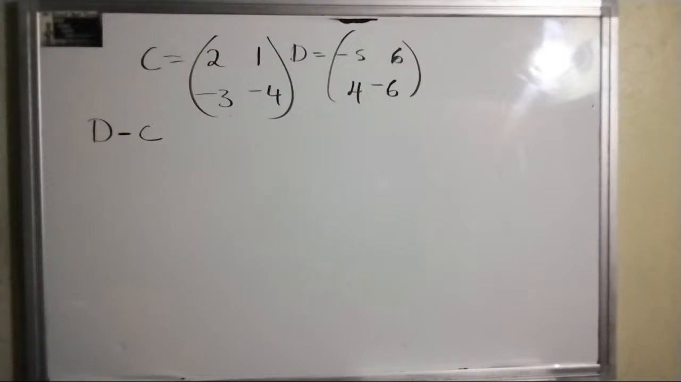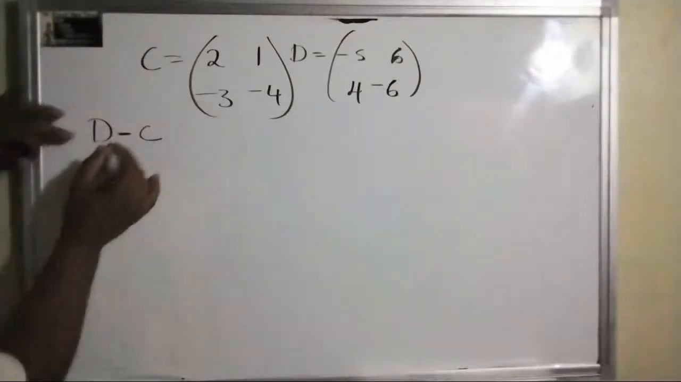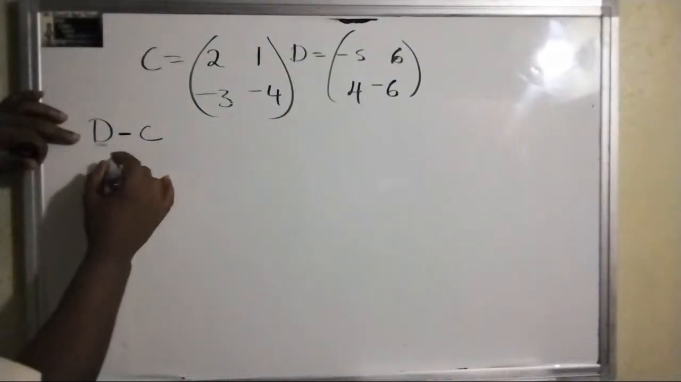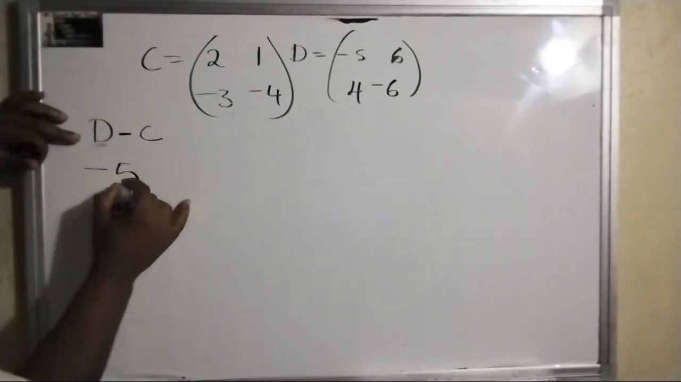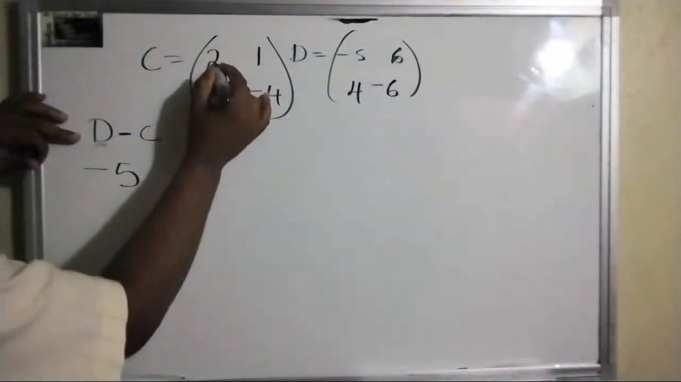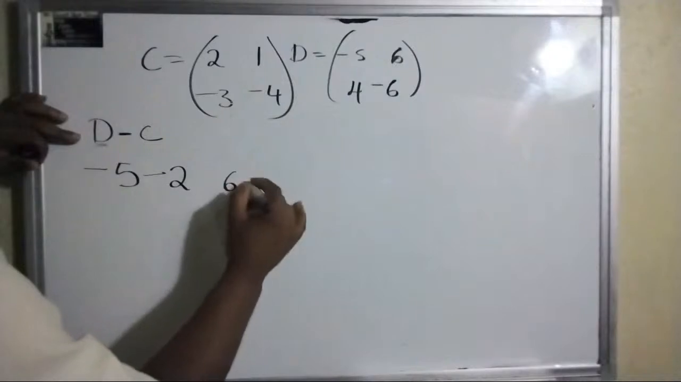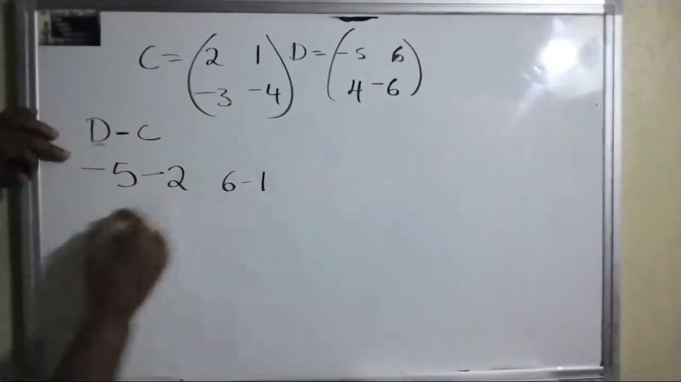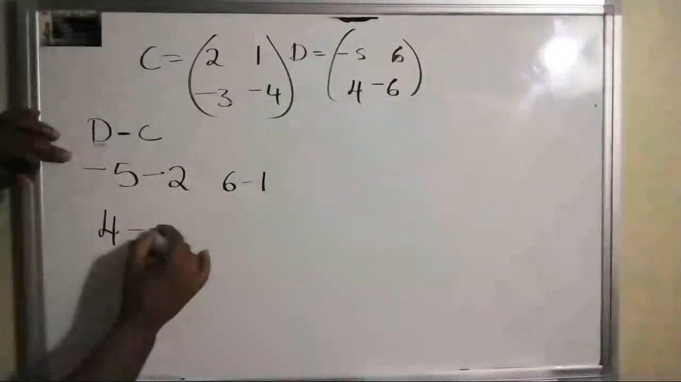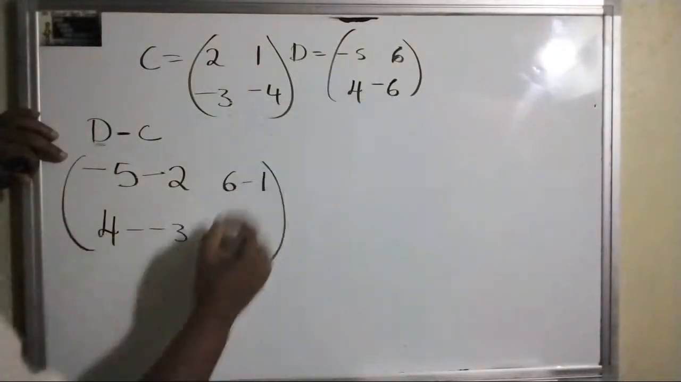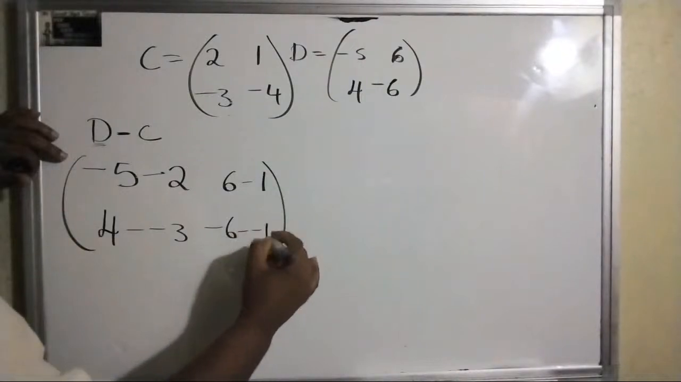Alright, so we can see what I go on now. You have to put the D at the front, but some people want to put C there. We just know it. Alright, watch out now. So it will be negative 5. Remember corresponding, so the 2 corresponds with that. 6 minus 1, 4 minus 3. Negative 6 minus 4.